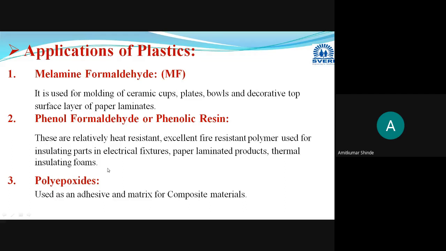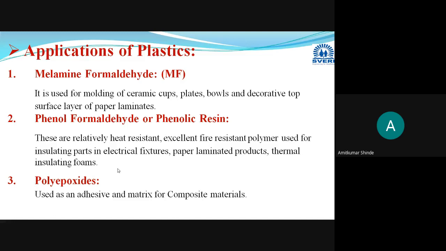It has a certain property, that is, very high heat resistance and high fire resistance. That's why it is used in manufacturing insulating parts used in electrical fixtures, thermal insulating foams, or paper laminated products. To protect a component from fire and heat, we use this phenol formaldehyde, or phenolic resin material. So this is phenol formaldehyde. It has some properties, and due to those properties it has some important applications.